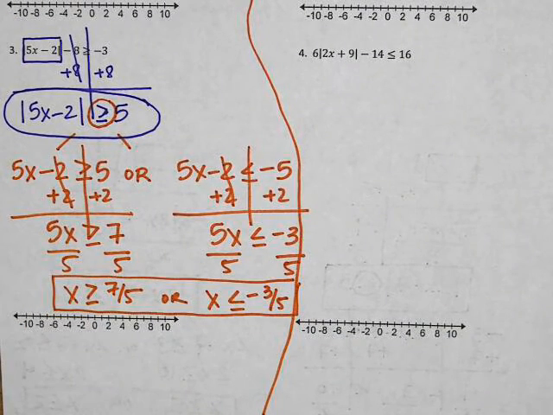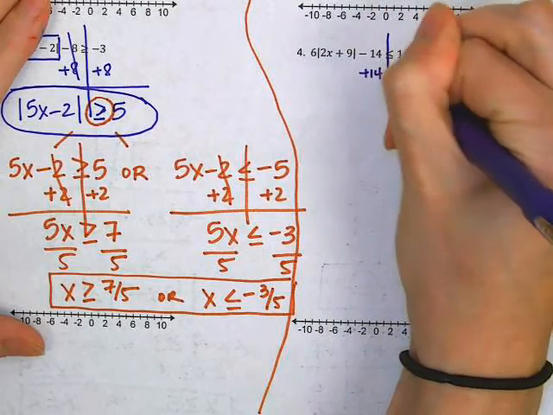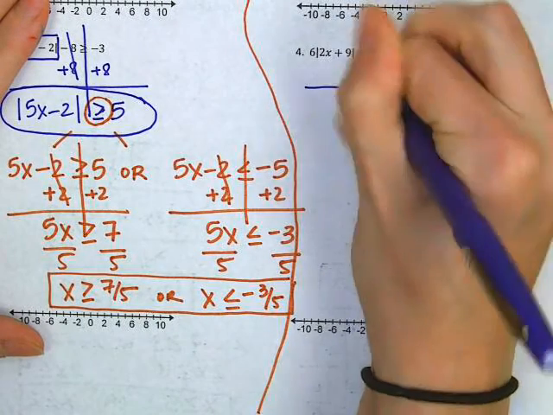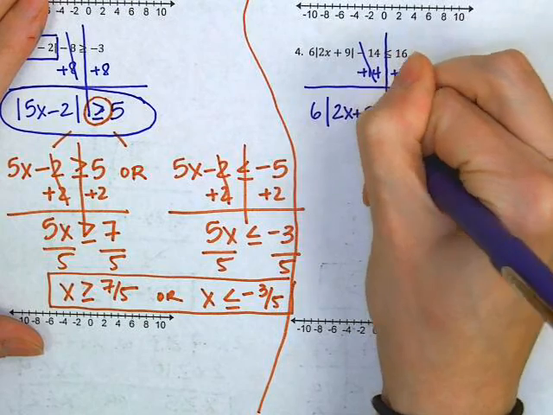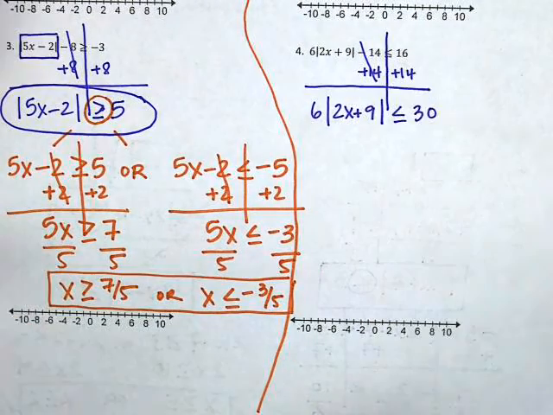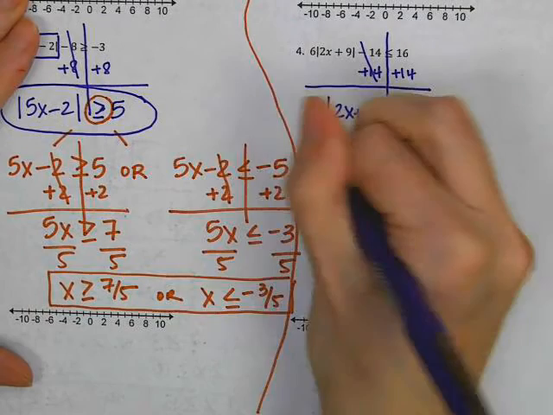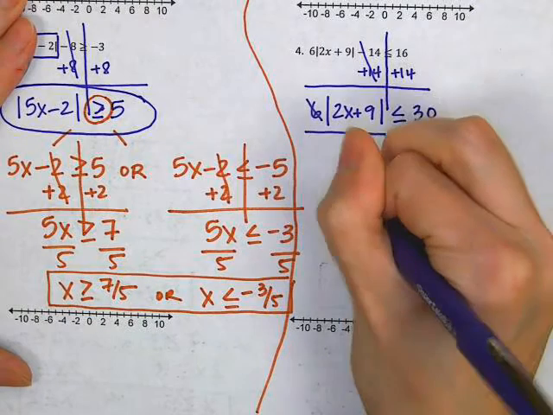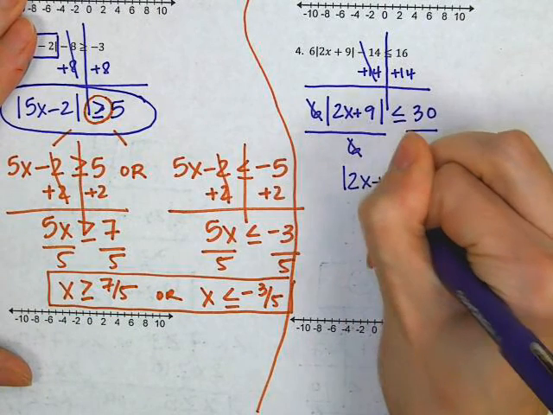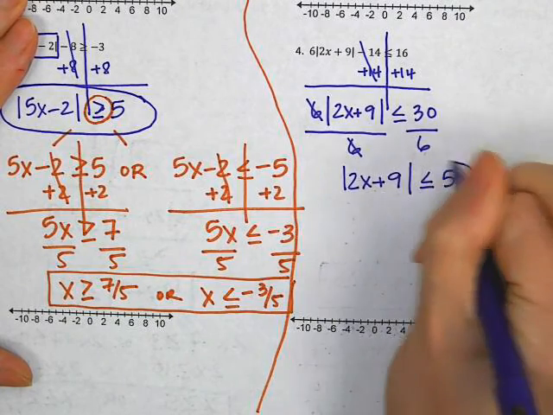So isolate first. To isolate first, we need to add 14 to both sides. And we get 6 times absolute value of 2x plus 9 is less than or equal to 30. And we're not isolated yet. We got to divide by 6, divide by 6. All right, now we're isolated. Absolute value of 2x plus 9 is less than or equal to 5. So everything comes from here now.